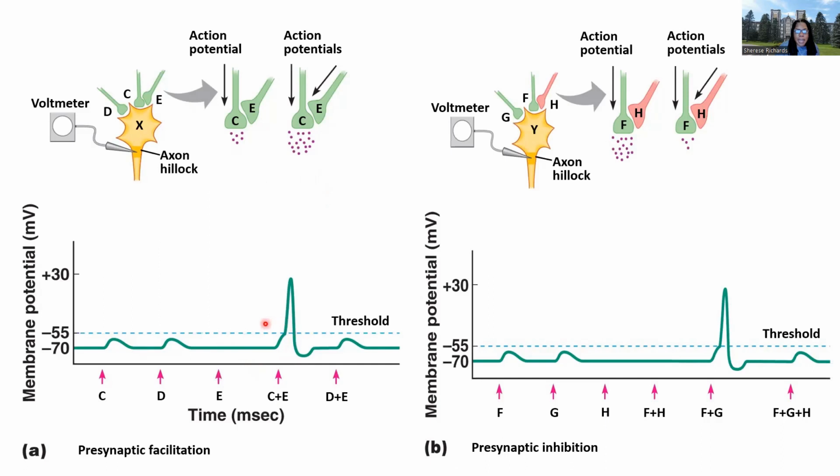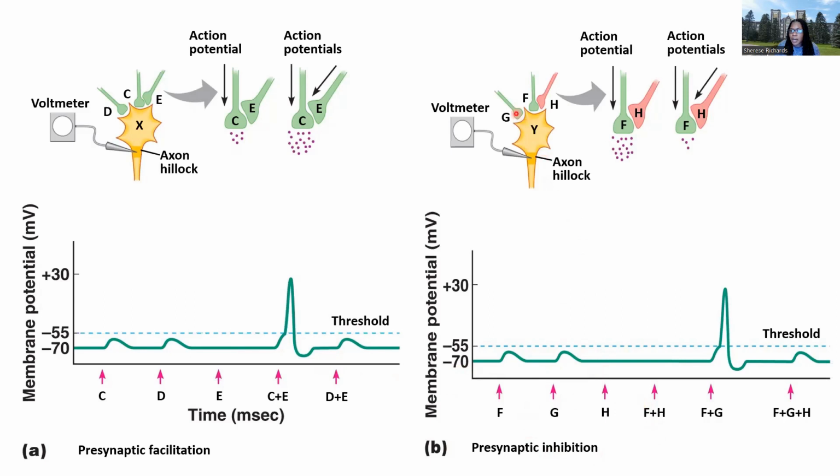So if we think about synapse C and E together, so E being that modulating neuron, notice that now it generates a bigger graded potential that results ultimately in an action potential. But if we think about synapse D and E, it doesn't do that, right? Because it's only modulating neuron C, all right? The opposite phenomenon would be presynaptic inhibition.